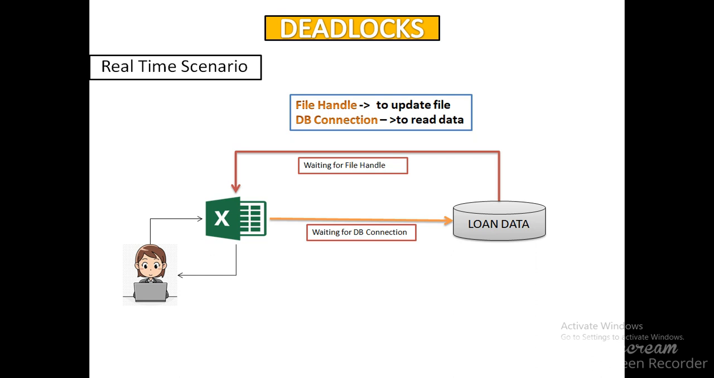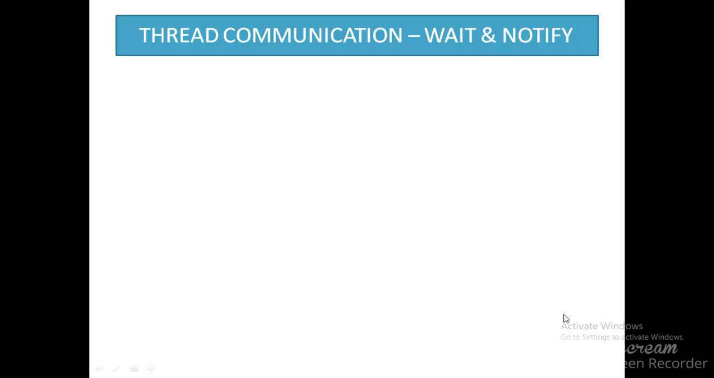So we understood how deadlocks occur, and we have taken some examples of real-time scenarios. In this session, we will speak about wait and notify while a couple of threads are communicating with each other. So let's try to understand with a real-time example.